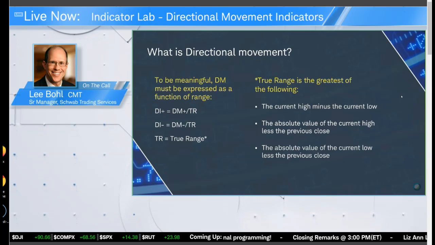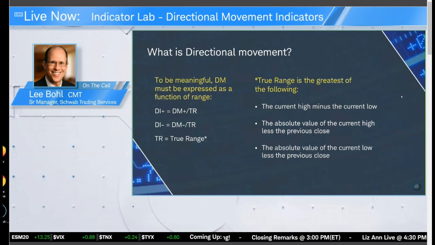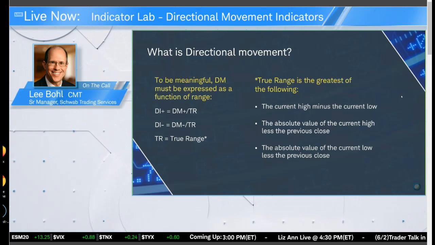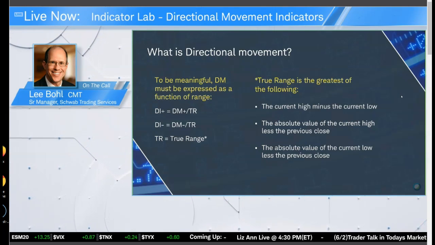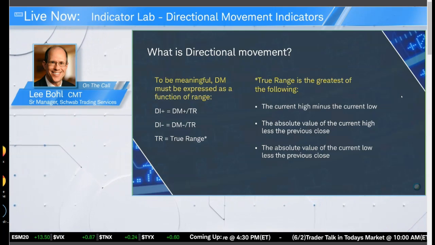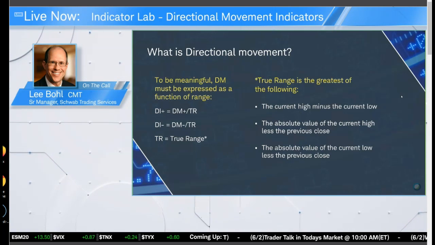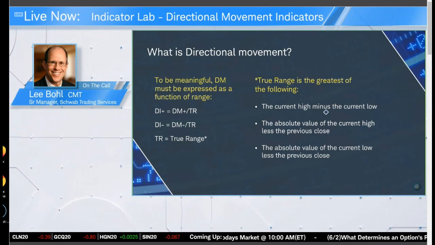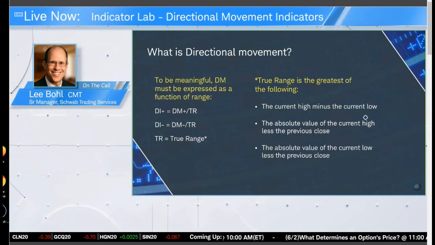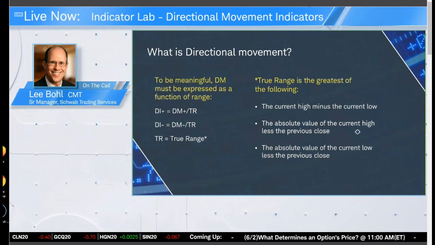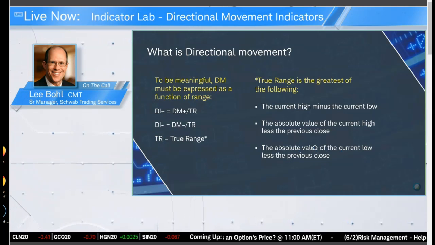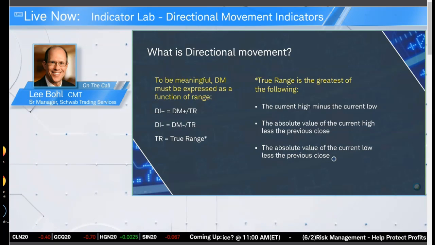Obviously, it is a much bigger deal for that second stock. So you have to express the directional movement increment as a function of the range. And the range measure that Mr. Wilder used is called true range. True range is the greatest of the current high minus the current low, the absolute value of the current high less the previous low, or the absolute value of the current low less the previous low.